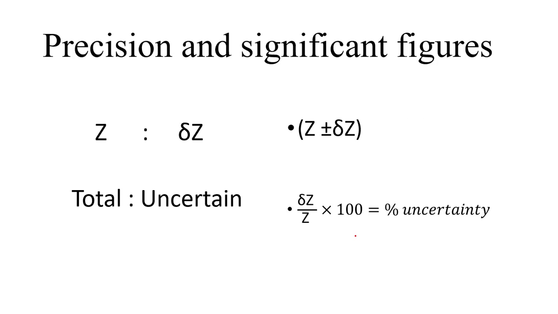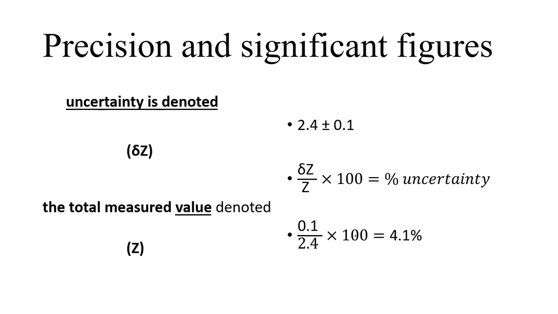To calculate percent uncertainty, we have the following equation. Delta Z divided by Z times 100 equals percent uncertainty. Uncertainty is denoted delta Z, and the total measured value is denoted Z. So, if the uncertainty of a measurement 2.4 is plus or minus 0.1, then we follow the equation. Delta Z divided by Z times 100 equals percent uncertainty. Plugging in the numbers, we have 0.1 divided by 2.4 times 100, arriving at 4.1%.